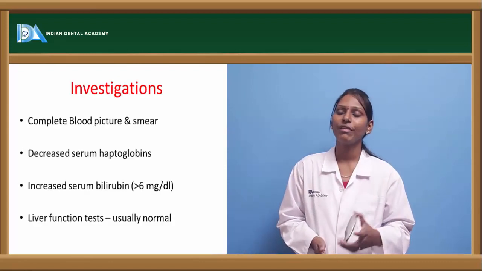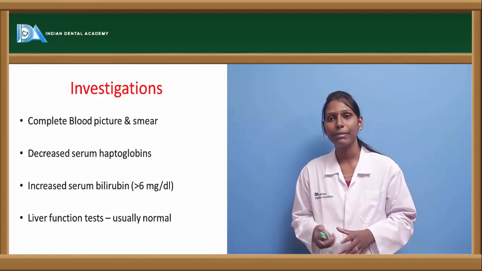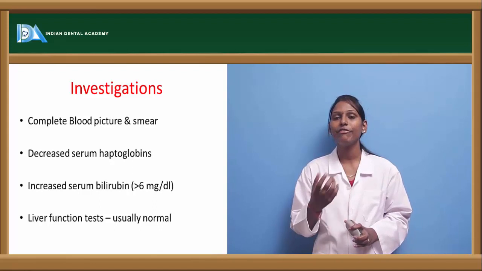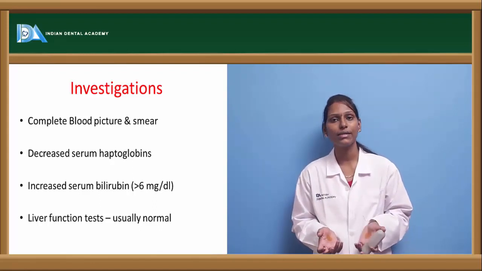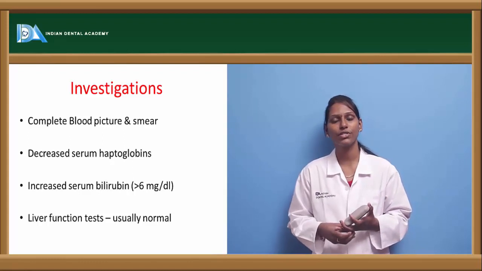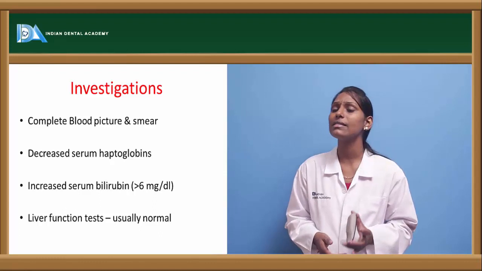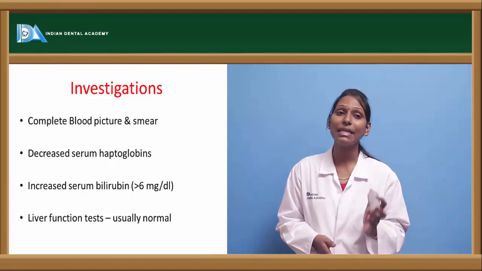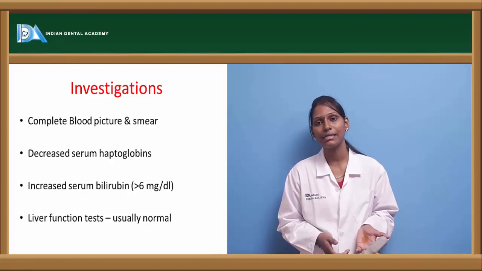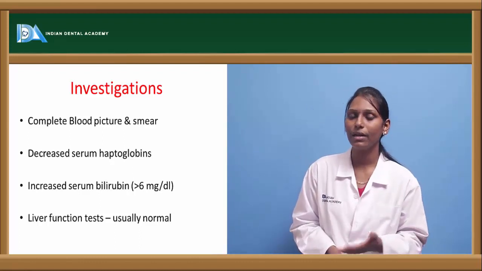Next, the investigations that help in identifying hemolytic anemia are complete blood picture and smear. In the peripheral smear we can usually see different shapes of the cells also. There can be anisocytosis, or spherical-shaped RBCs, which is nothing but spherocytosis, etc. There will be decreased serum haptoglobin and increased serum bilirubin, if it is more than 6 mg per deciliter, and liver function tests also will help in identifying this.